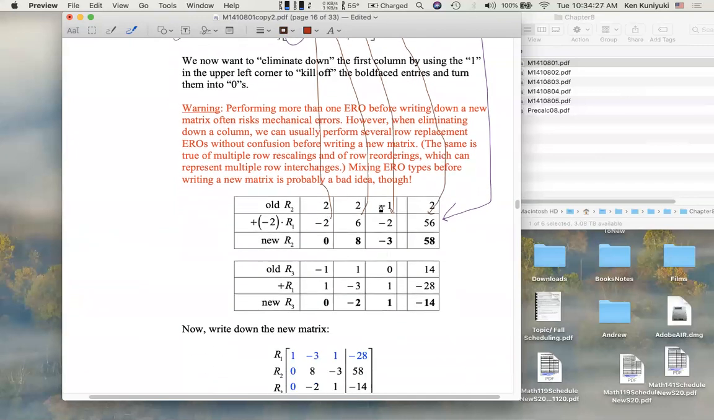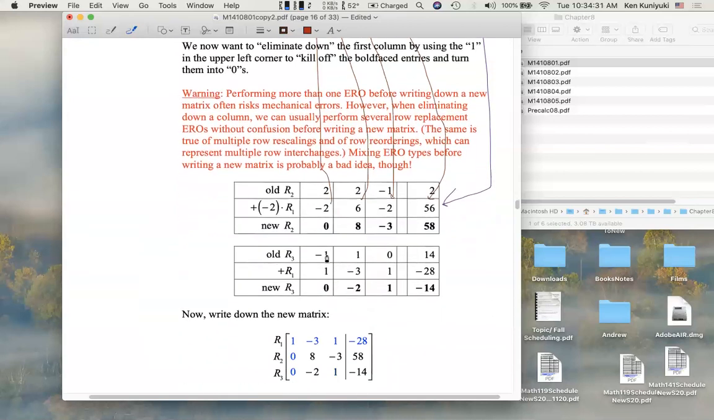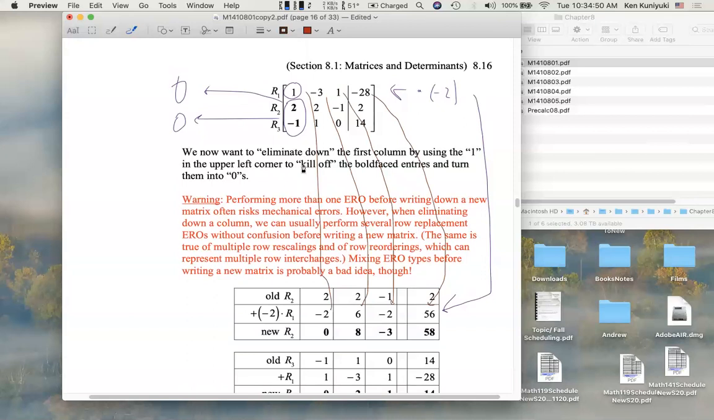When you add down, that's why we multiply the top row by negative 2, so that we can add here. 2 and negative 2 gives us 0. 2 and 6 gives us 8. Negative 1 and negative 2 gives us negative 3. 2 and 56 gives us 58. That's going to be our new row 2. And if you wish, you could write the new augmented matrix. But why not save some time? Let's go ahead and change row 3 as well.